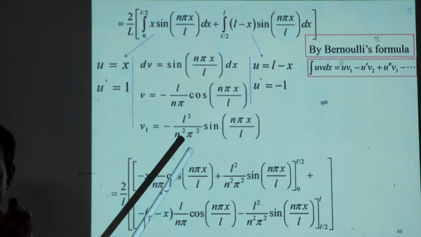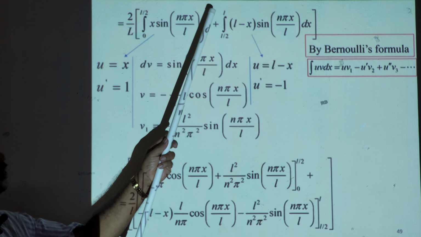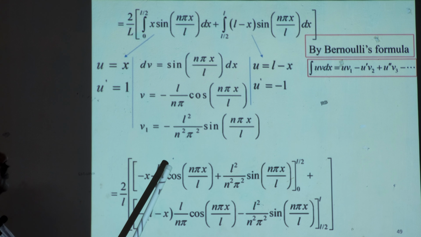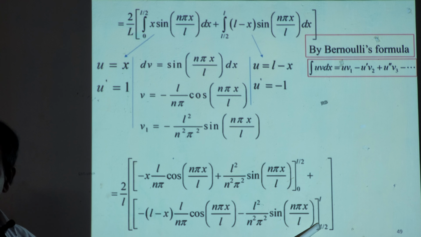Now according to Bernoulli's formula, you have to substitute. So you have u times v1, u prime times v2. Similarly here for the next one, u times v1, u prime times v2. So we will have this expression. Only two terms alone exist. Okay, now you have to substitute 0 to L by 2 for the first one and L by 2 to L for the second one. So you have to substitute for the first one, 0 to L by 2. Here it is L by 2 to L.